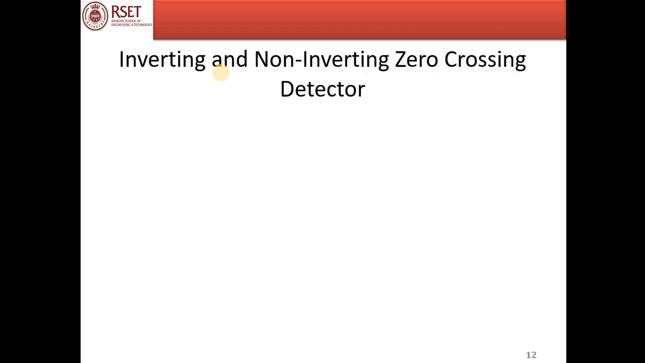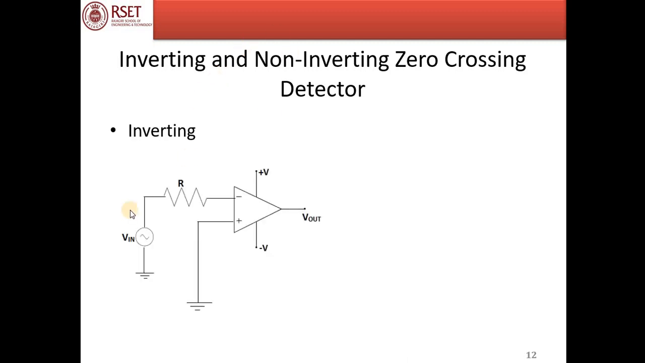Let us see inverting and non-inverting zero crossing detectors in detail. First, let us see the inverting detector. Since this is an inverting zero crossing detector, the input signal is applied to the inverting terminal. We said that for a zero crossing detector, V reference is 0, so there is no V reference, and the op-amp is in open loop configuration.